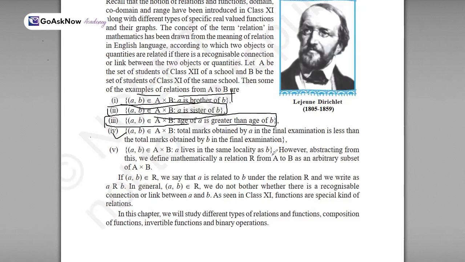So we are changing the condition in each example, and these examples show us a connection, or a rule, which is called a relation. So a relation is any rule which connects elements of two sets. Okay, let's proceed to the next slide.